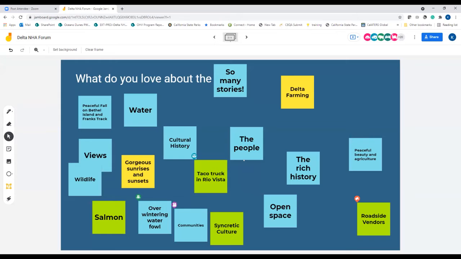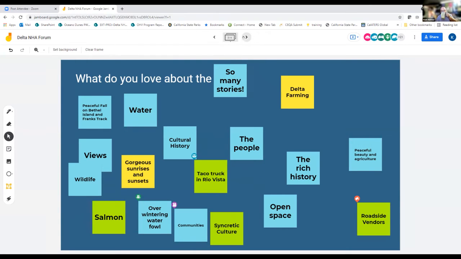Okay, great. All right. So we've got another one, roadside vendors. Syncretic culture. What is syncretic culture? I don't know that. Cultures coming together and forming a new culture out of two or out of many. That's very cool. I didn't know that term. Usually used with regards to religion. Okay. But this is a religion, whether we like it or not.